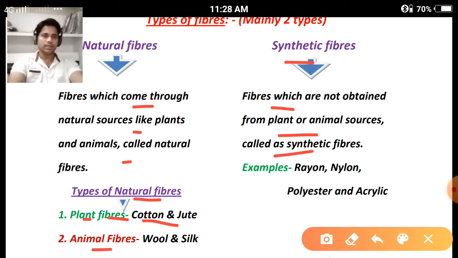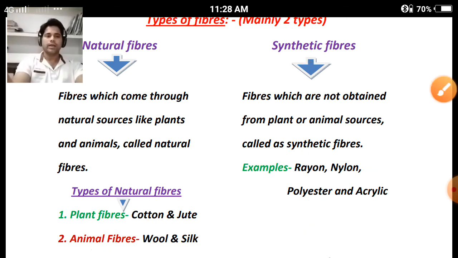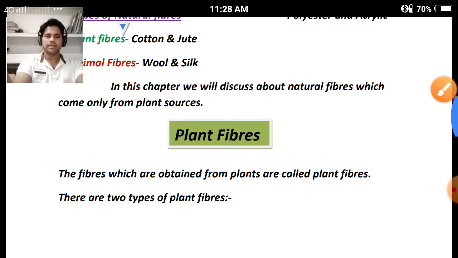Clear? And what are the examples of synthetic fibers? Rayon, nylon, polyester and acrylic. That we will discuss in class 8. Clear? So here we are going to discuss the plant fibers in this chapter.